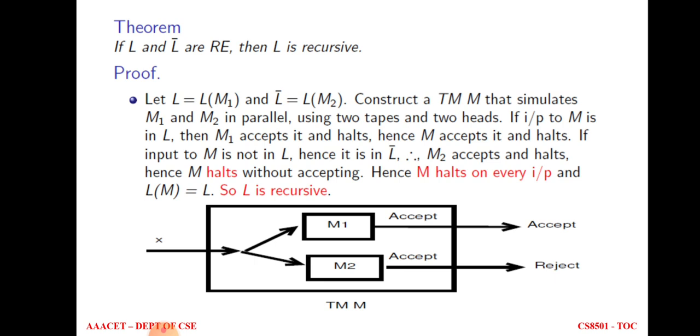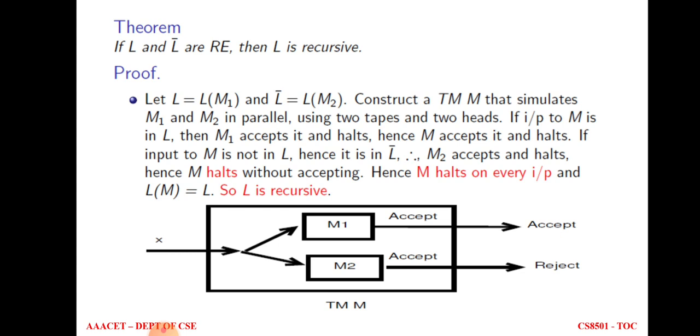If the input of the Turing machine M belongs to the language L, then the Turing machine M1 accepts that input string and halts its operation, and after that M accepts it and halts. If the input does not belong to the language L, which means it belongs to L dash, the complement of the language, then M2 accepts that input string and halts its operation. So here the Turing machine halts without accepting.